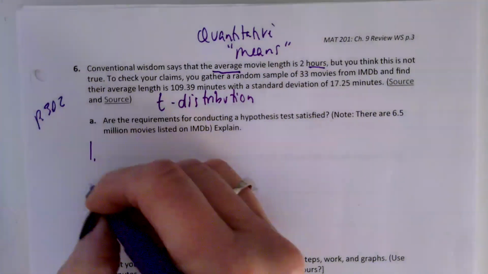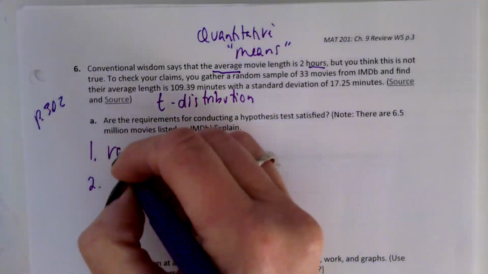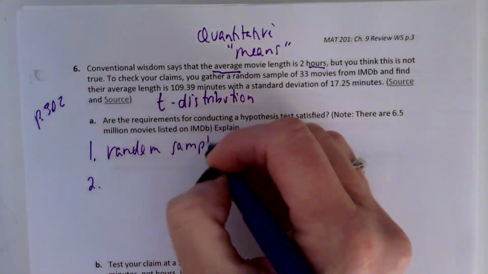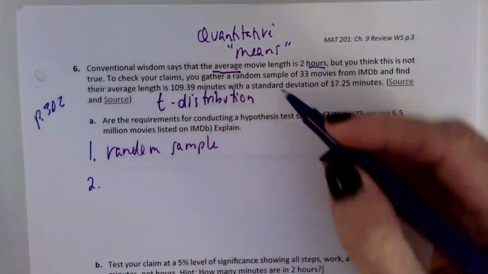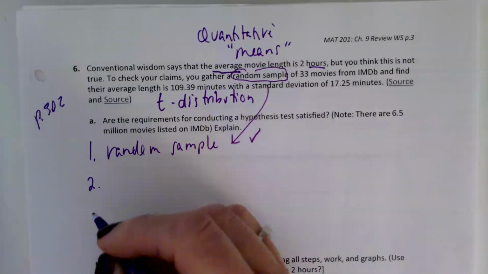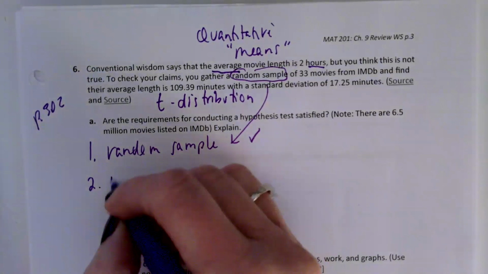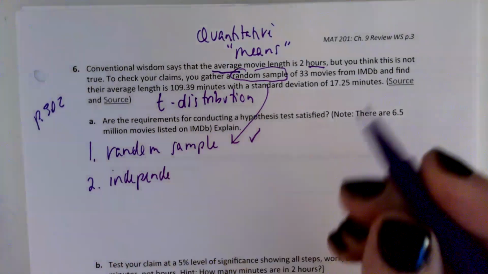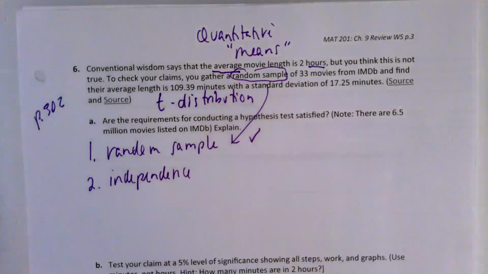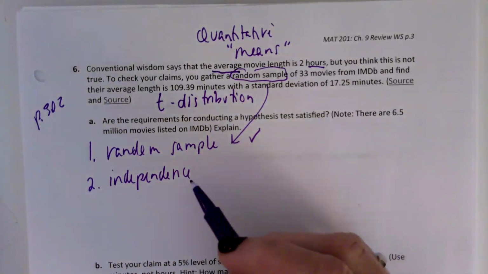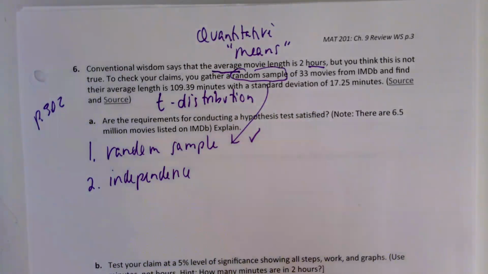So the 3 requirements, the first one is, did we take a random sample? And right there, they told us that they did take a random sample, so we can give that a check. The next thing is, we're checking for independence, because if we look at a movie and we measure how long it is, then we can't measure that again. So we can't sample with replacement. So because we have to sample without replacement, we have to check this independence.